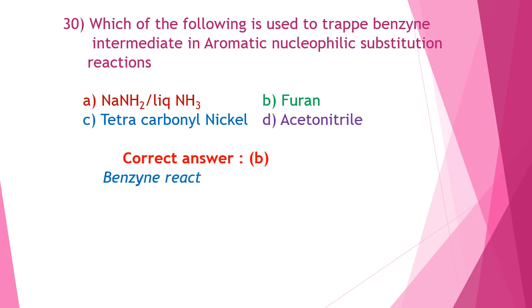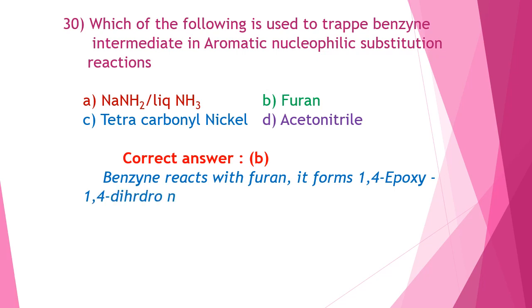Furan is used to trap the benzyne intermediate in aromatic nucleophilic substitution reaction. When benzyne reacts with furan, it forms 1,4-epoxy-1,4-dihydronaphthalene. Therefore, the correct answer for this question is B.